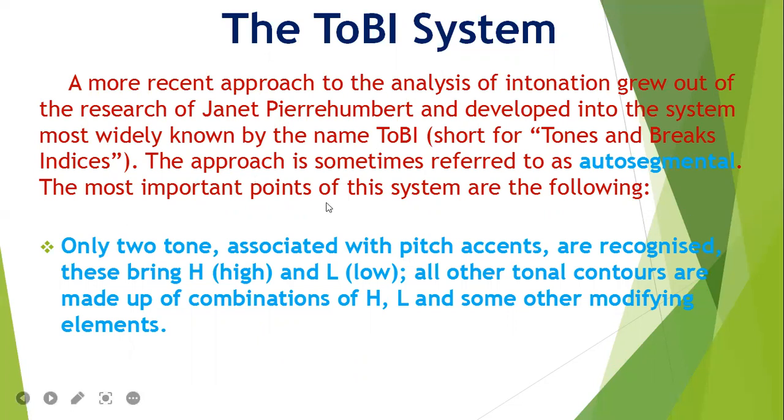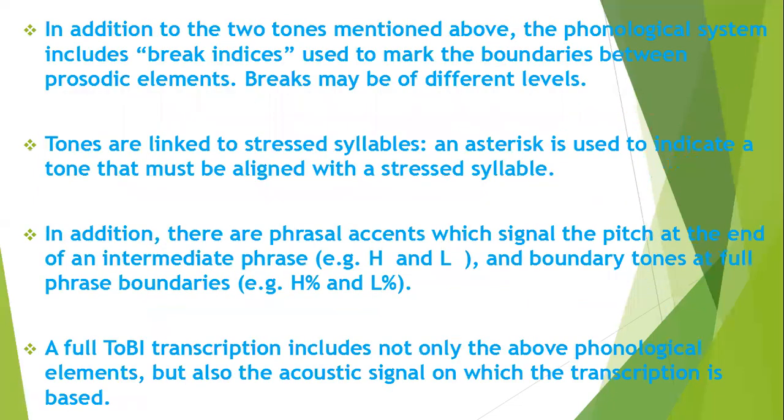The most important points of this system are the following. Only two tones associated with pitch accents are recognized: H for high and L for low. All other tonal contours are made up of combinations of H, L, and some other modifying elements. In addition to the two tones, the phonological system includes break indices used to mark the boundaries between prosodic elements.